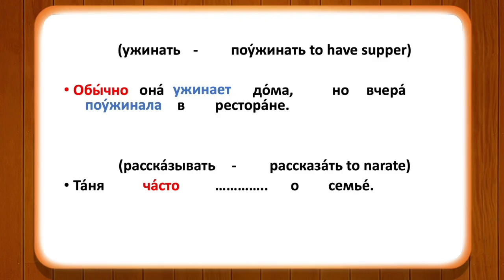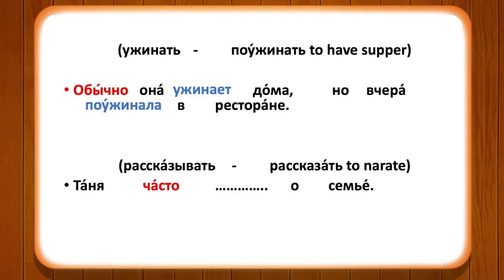Let us see the next sentence where you have to use the verbs рассказывать and рассказать. Рассказывать means to narrate, to tell. Рассказывать is a verb of imperfective aspect. Рассказать means the verb of perfective aspect. Let us see which one you can use in the following sentence. Tanya часто dash о семье. Семья is family, о семье about family. Часто is an adverb which means often.